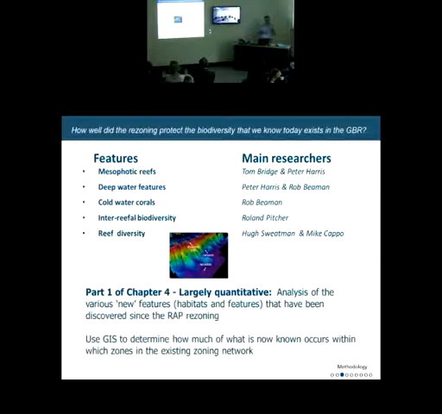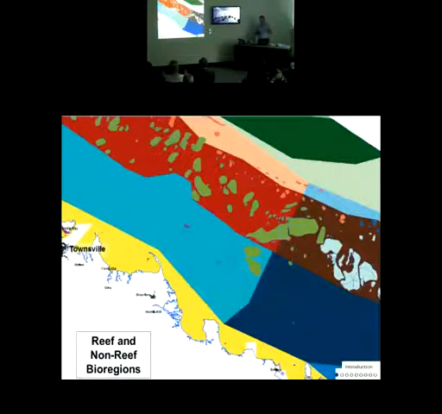So this chapter will have two parts. A largely quantitative part will be analysis of those new features, that new understanding, that we've now discovered since the rezoning, and comparing it to how much we know does occur in the existing zones and the existing zoning network. Just to remind you, that's what the bioregions just offshore Townsville here looks like. If you keep your eye on this area around Cape Bowling Green, you can see the non-reef bioregions. We had one here, and then a lagoonal one, and then one around the mid-shelf reefs and deep water.